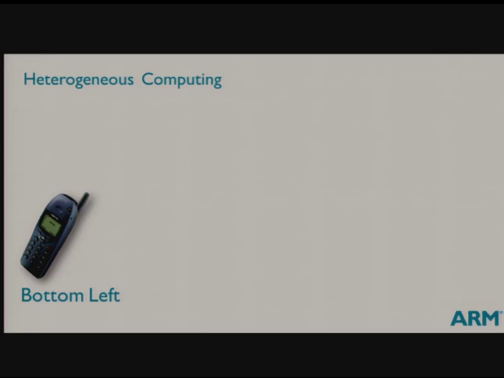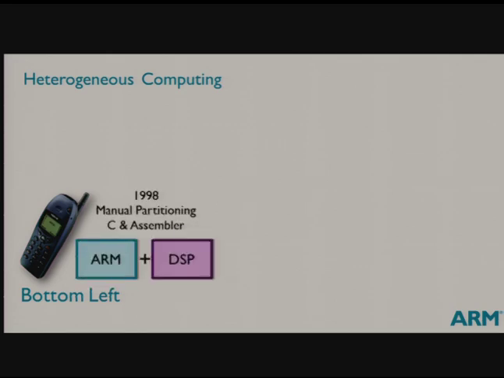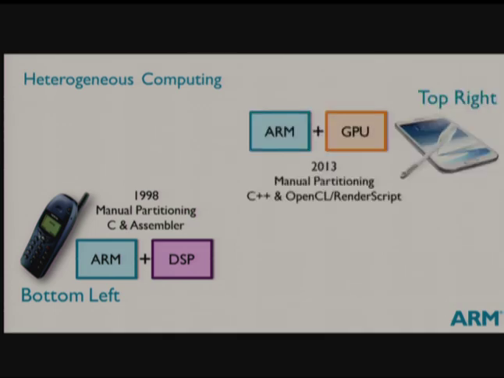Take the original ARM phone, first ever GSM phone we shipped with Nokia. It was a heterogeneous system. It was an ARM plus a DSP. And it was lovingly done with manually partitioned C and assembly code. It was the most efficient way of undertaking the computing problem. It's a heterogeneous solution.